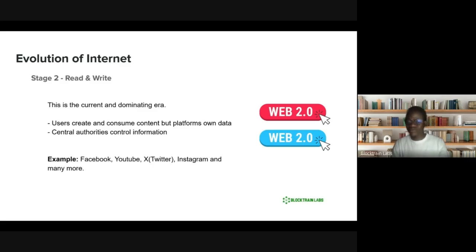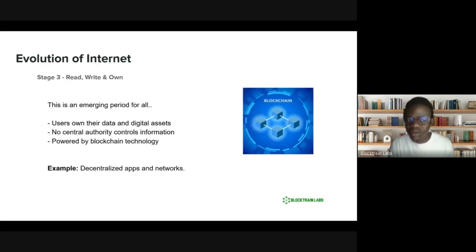Now, we have a solution. And that solution is what we call blockchain. That is where blockchain comes in as stage 3. We call it Web 3.0.